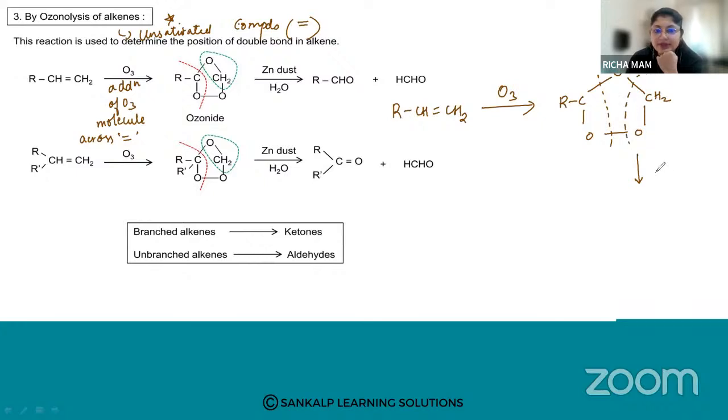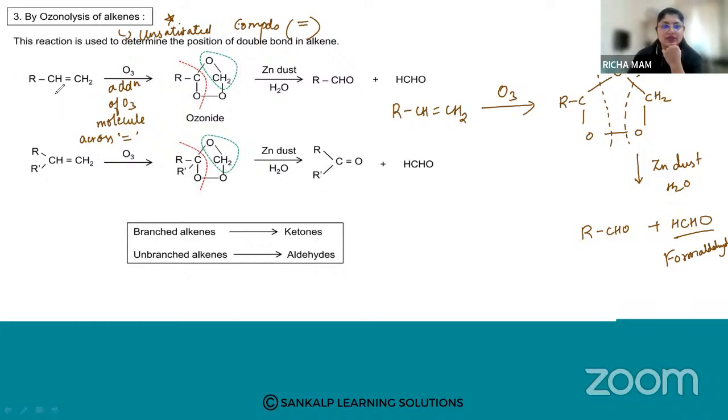So like this, the breaking of the bond takes place in the presence of zinc dust and water. And what I'm going to get are CHO plus HCHO. So this formaldehyde is a common product. Formaldehyde is a common product obtained in all the reactions when it is undergoing ozonolysis.